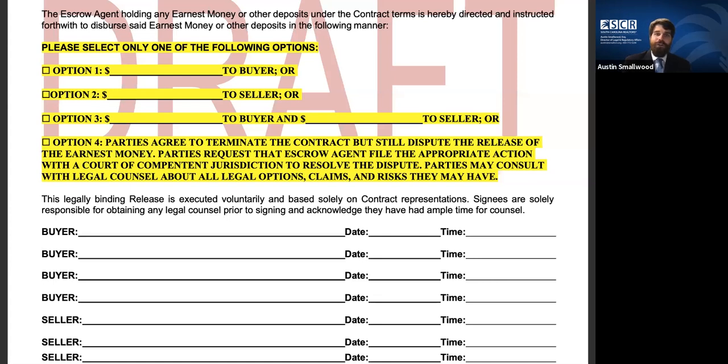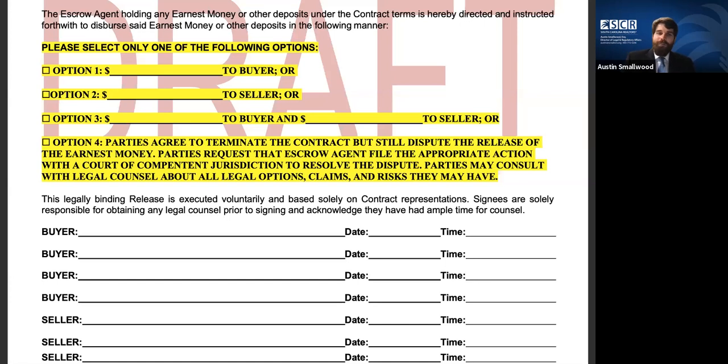So the parties agreed that they're going to terminate the contract, but they still dispute the release of that earnest money. So the parties request that the escrow agent file an appropriate action with the court of competent jurisdiction to resolve the dispute. And then we say that, hey, the parties should probably talk to their attorneys about whatever legal options, claims, risk they may have. So what they're going to essentially agree here is, hey, the contract is dead. We're going to hold each other harmless, and we're going to direct that escrow agent, whether that be the buyer's broker, seller's broker, or law firm, we're essentially going to hand this to them and say, hey, we want you to go file interpleader with the court because we can't sort this out.